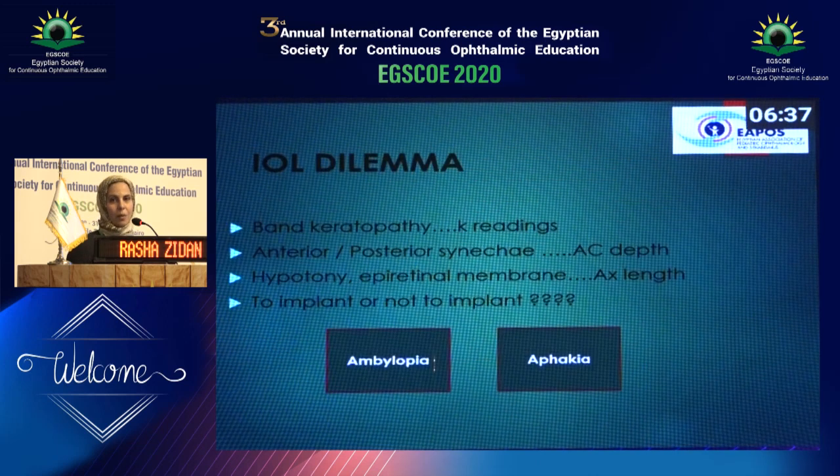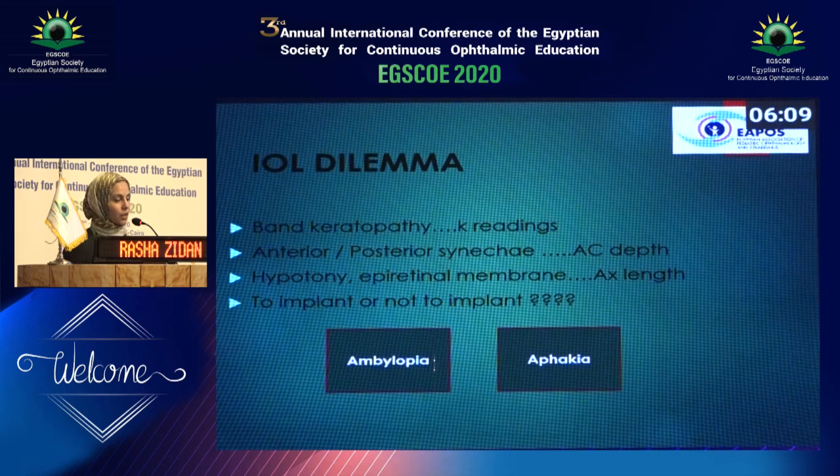The IOL dilemma. Obviously, we all ask ourselves whether to implant or not, but actually it begins rather early on because performing your biometry may give you fallacies because a band keratopathy will make K readings inaccurate. You may have anterior and posterior synechia, so your anterior chamber depth is inaccurate. You have hypotony or epiretinal membrane, so axial length is inaccurate. And then you ask yourself, should I or should I not implant?